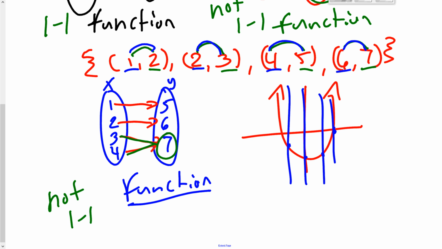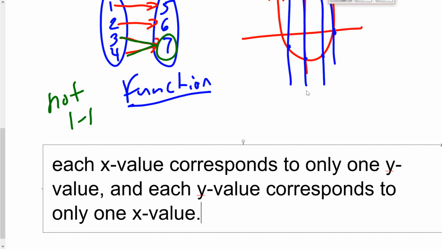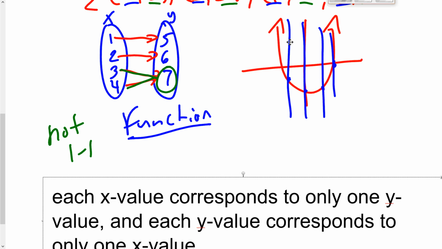So let's go ahead and write the definition. Okay, so here's the definition. In order to be a one-to-one function, each x value has to go to 1 and only 1 y value, and each y value has to correspond to only 1 x value. Okay, so that's why the vertical line test shows you that for this x value, there's only 1 y value. For this x value, there's 1 y value. For this x value, there's 1 y value. For this x value, there's 1 y value.